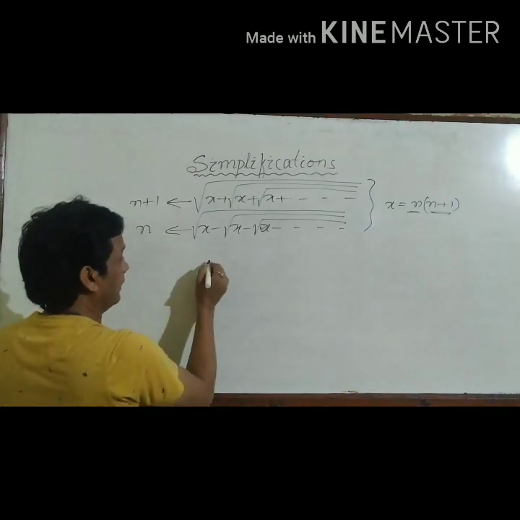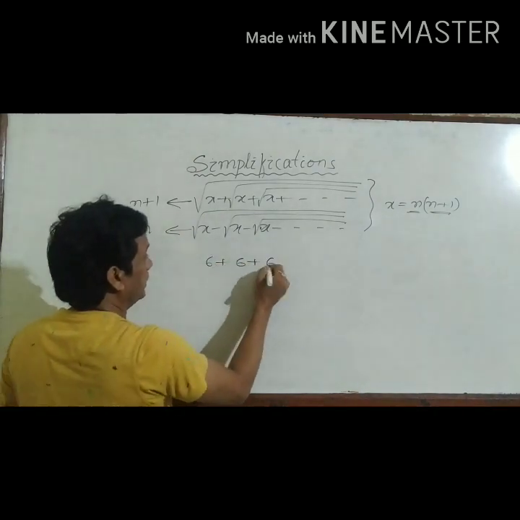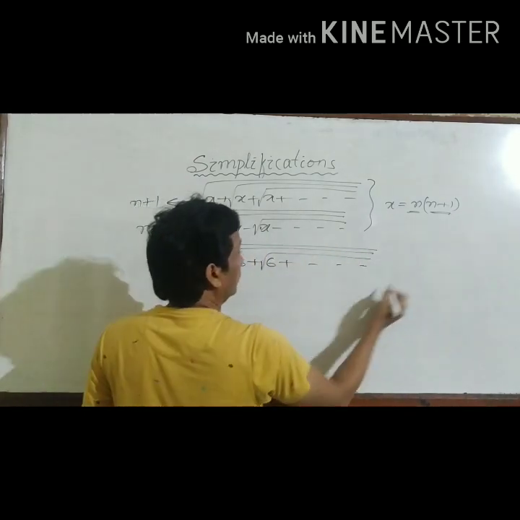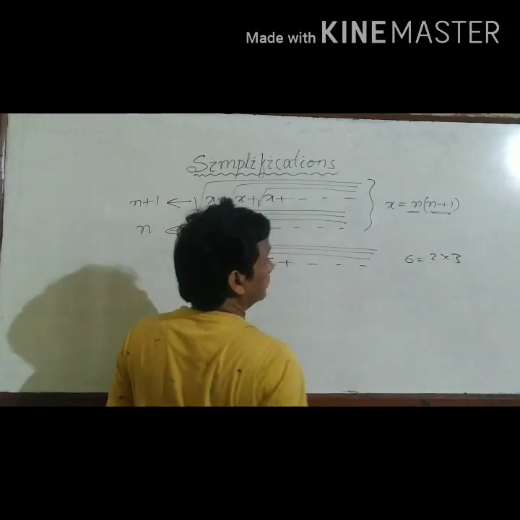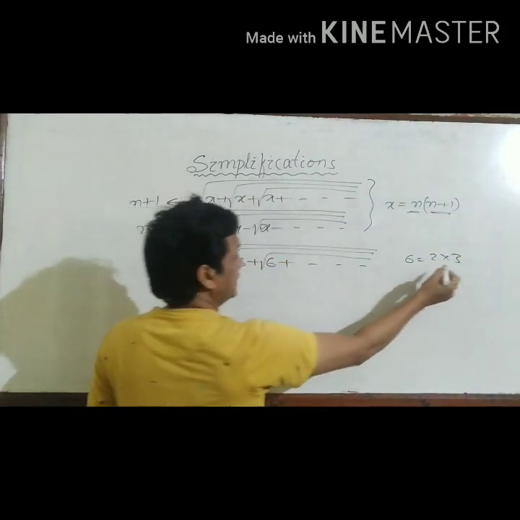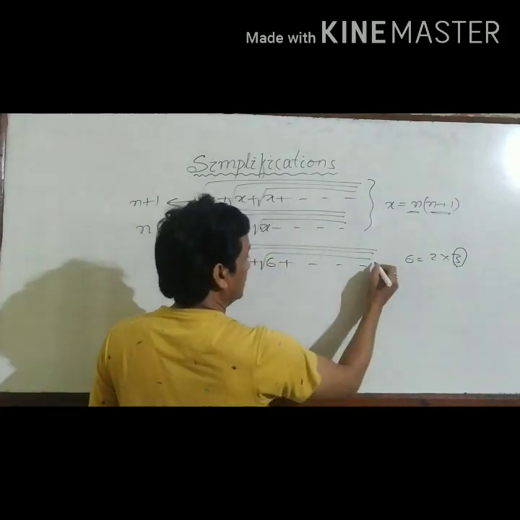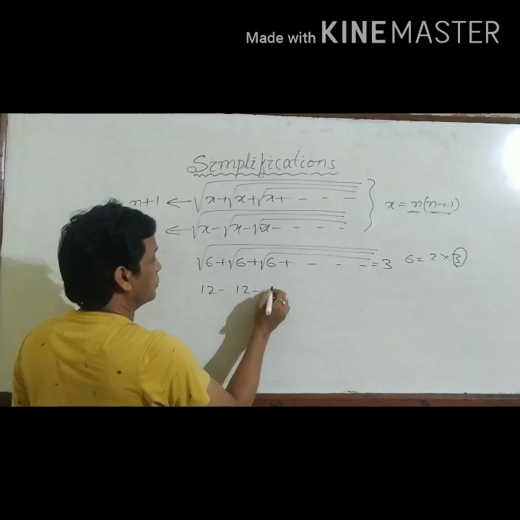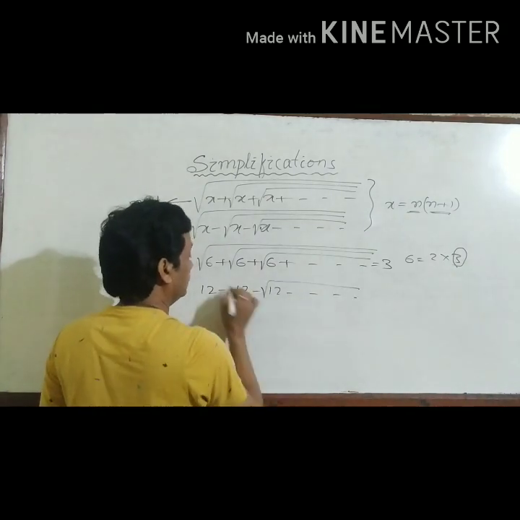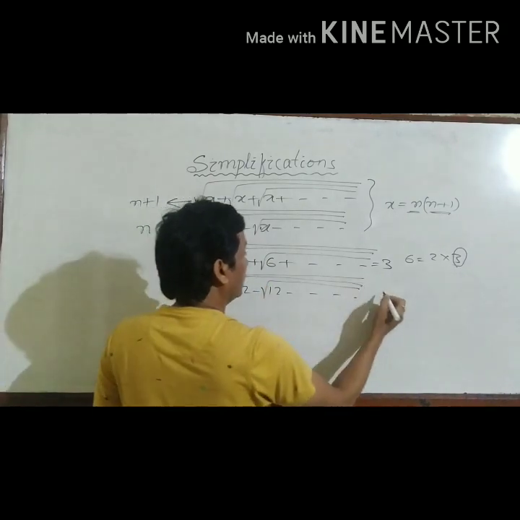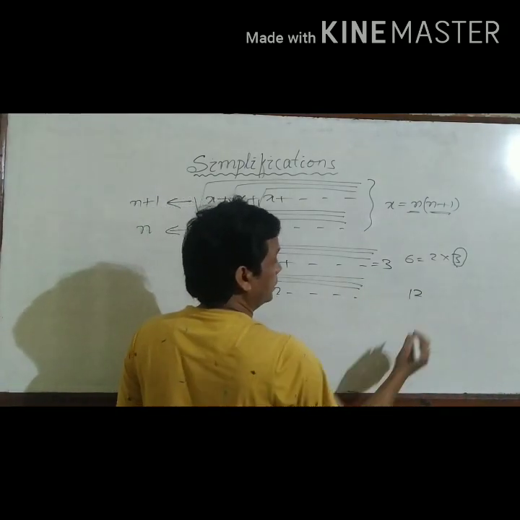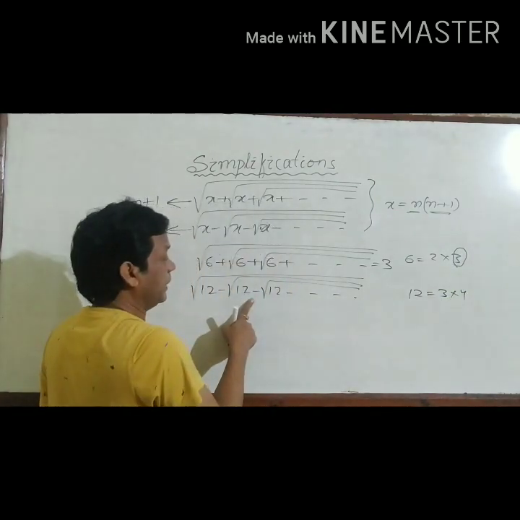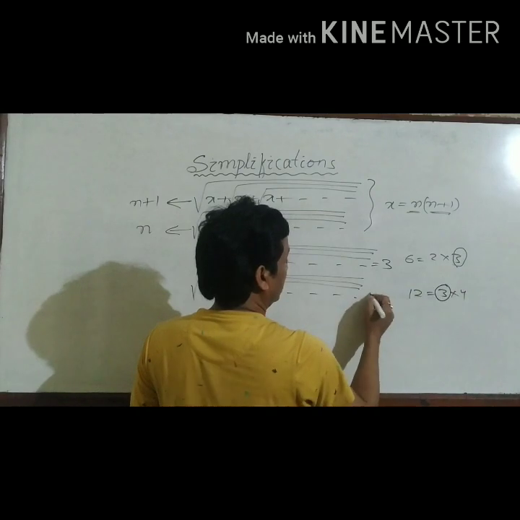I am giving you an example. 6 plus 6 plus 6 plus so on. Now 6 is equal to 2 into 3, and here the plus sign is there. So you should decide the larger one. So answer is 3. And if it is 12 minus 12 minus 12 minus so on, express 12 as the product of two consecutive integers, 3 into 4. So minus is there, so you should select the smaller one. So answer is 3.